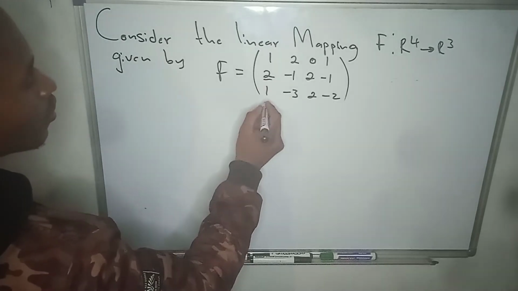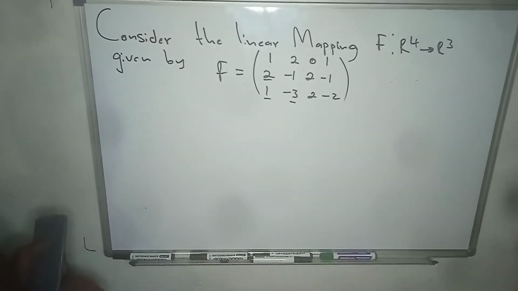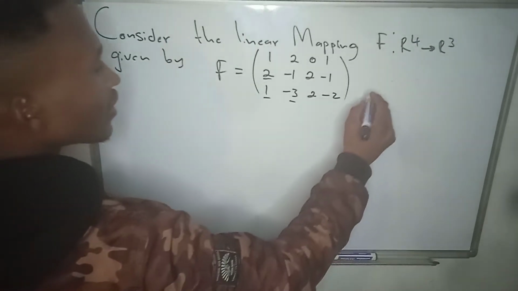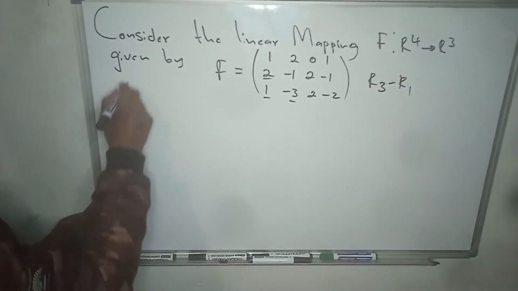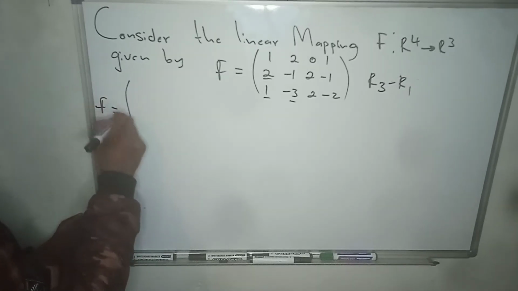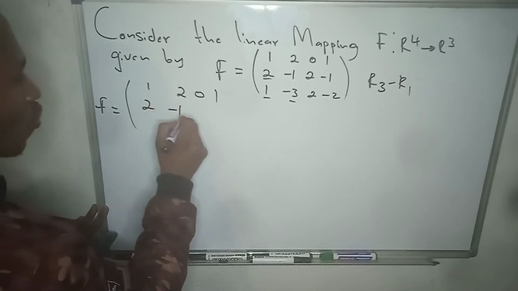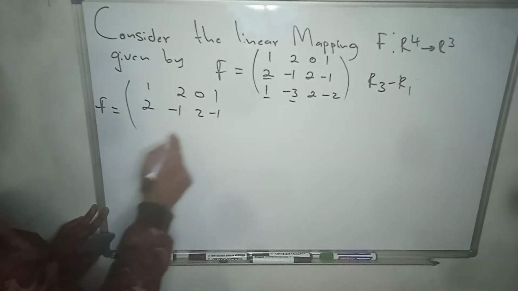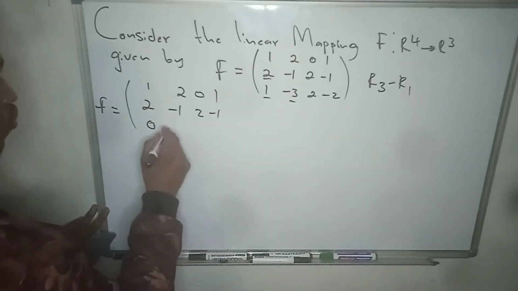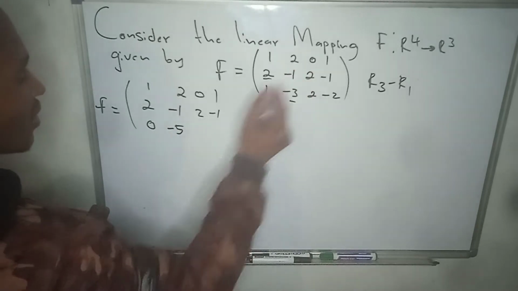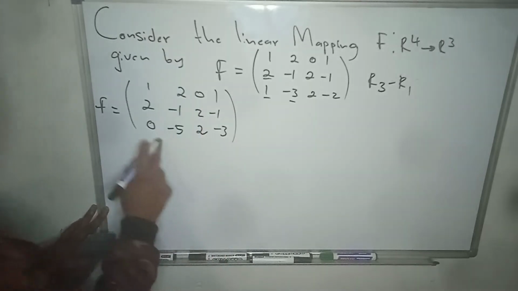We have to make this one 0, 0, 0, but this one 1, and then this one 1. We have to use Gaussian elimination. So if I say row 3 minus row 1, I'm going to get F, which is 1, 2, 0, 1. 2 minus 1, 2 minus 1. So this will be what? 1 minus 1, it will be 0. Minus 3 minus 2, it will be minus 5. 2 minus 0, it will be 2. Minus 2 minus 1, it will be minus 3. So we have achieved this 0.